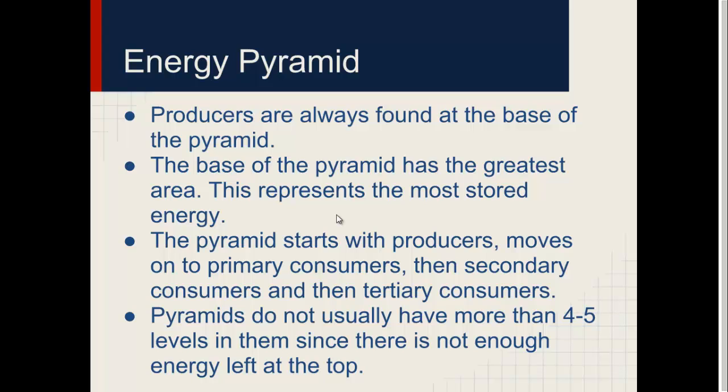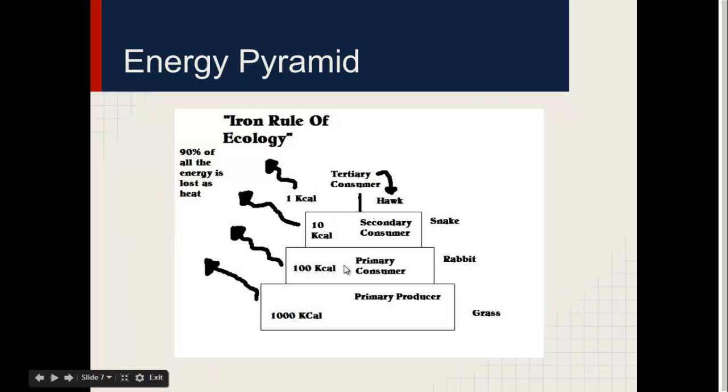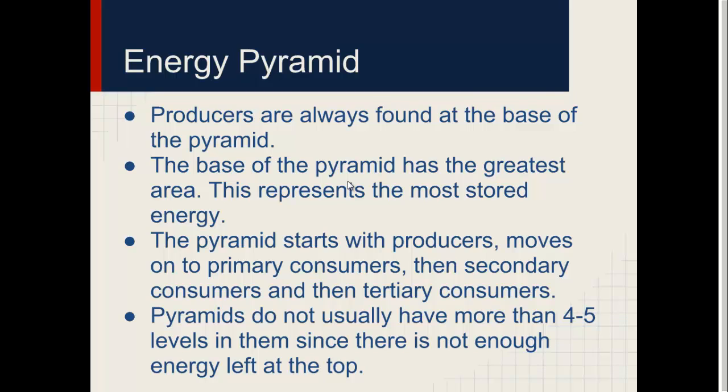When we draw the energy pyramid, if you look back here, we drew it like a pyramid. We have producers, first level consumers, second level consumers, third level consumers. How does this pyramid work? First, producers are always found at the base of the pyramid. The base of the pyramid is the biggest part of the pyramid. It has the greatest stored area, and this represents the fact that the producers have the most stored energy. As you move up a level, the area of the pyramid decreases. This shows us that there's less energy available as you move along the food chain.